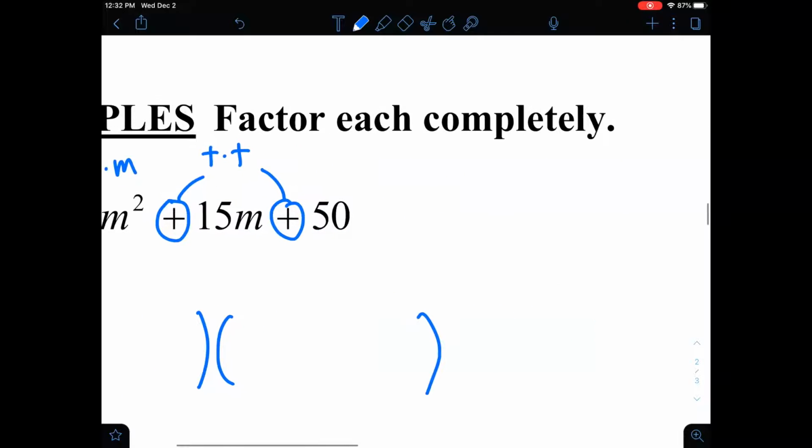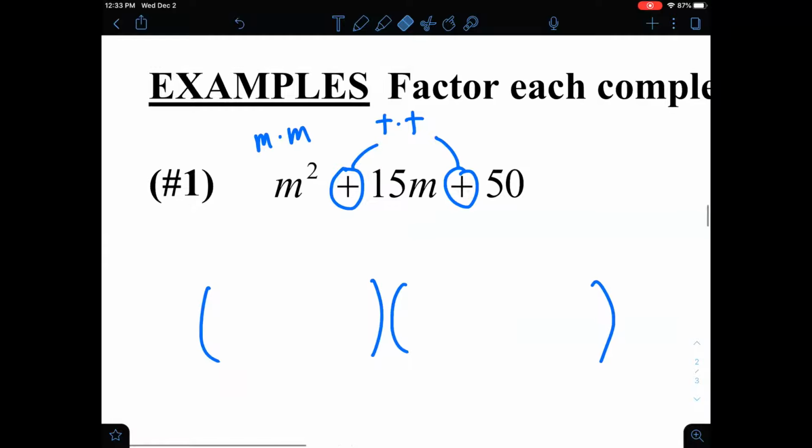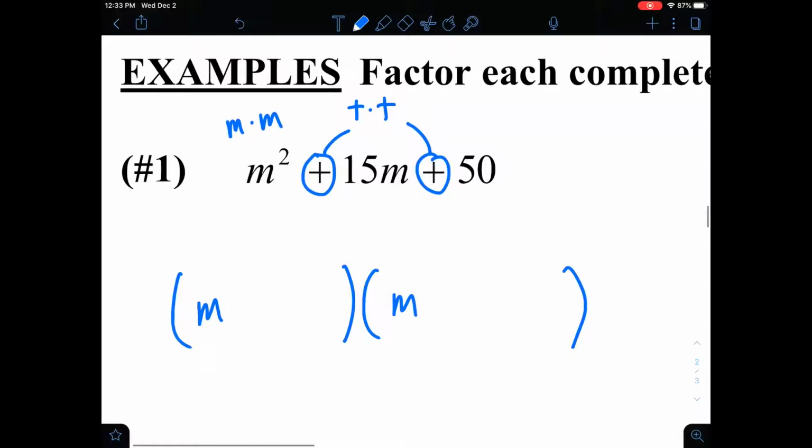The only way to multiply, if we got like negative 50, that would be a positive times a negative. If we got positive 50 and then over here was negative 15m, that would have to be two negatives, a negative times a negative, right? So it's kind of clunky, kind of weird to think about, but the middle and last term are going to determine what kind of signs we're going to use here. So we know already what's going to go in the blank here. We're going to have m and m. That's going to go in the first blank. We're also going to have a plus and a plus.